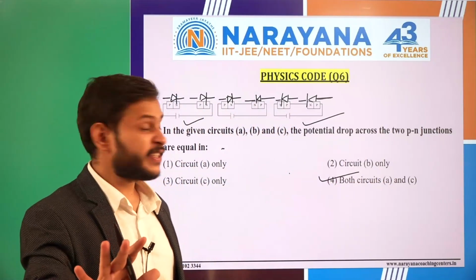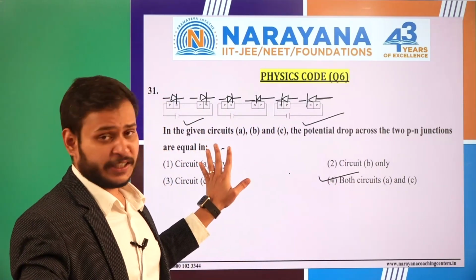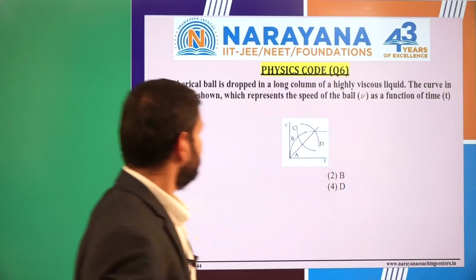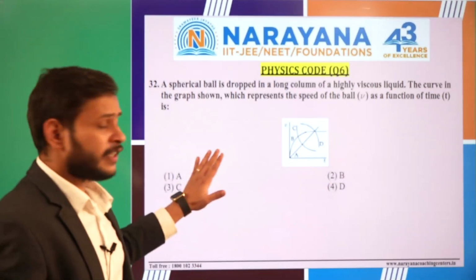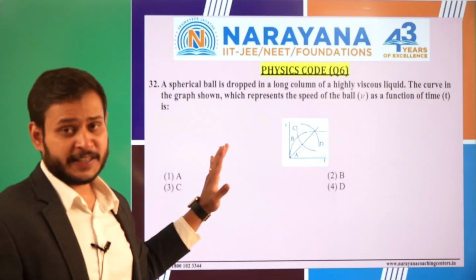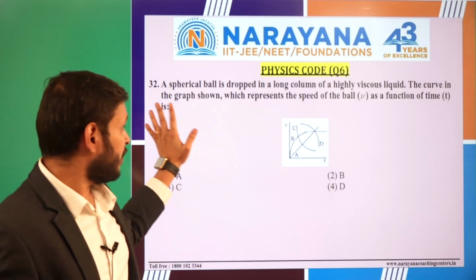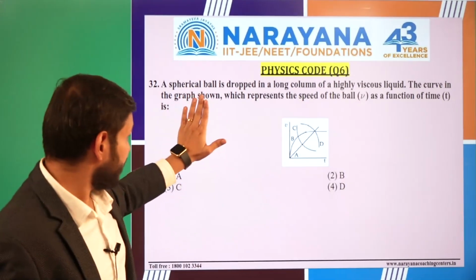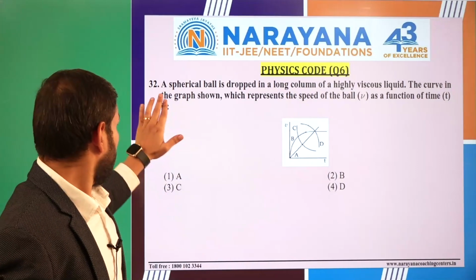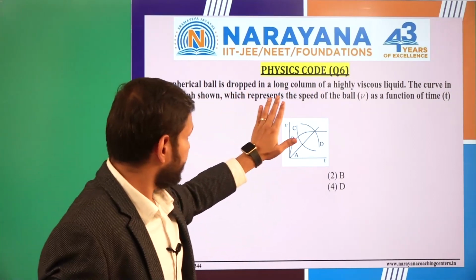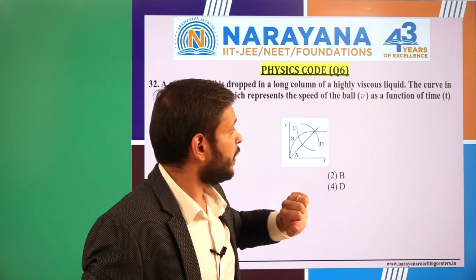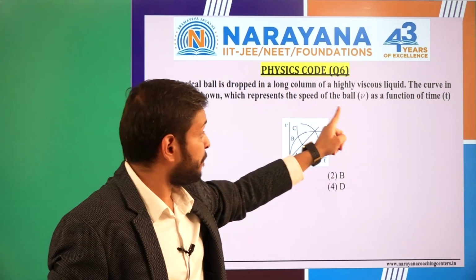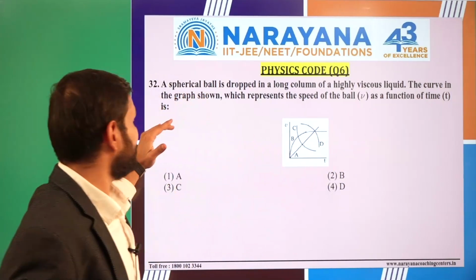This was the question from semiconductors, the PN junction diode. So let's move to the next question. This question is from fluid mechanics, specifically the viscous part where we discuss viscous forces, and it is about Stokes law. A spherical ball is dropped in a long column of highly viscous liquid. Which curve in the graph shown represents the speed of the ball as a function of time t?